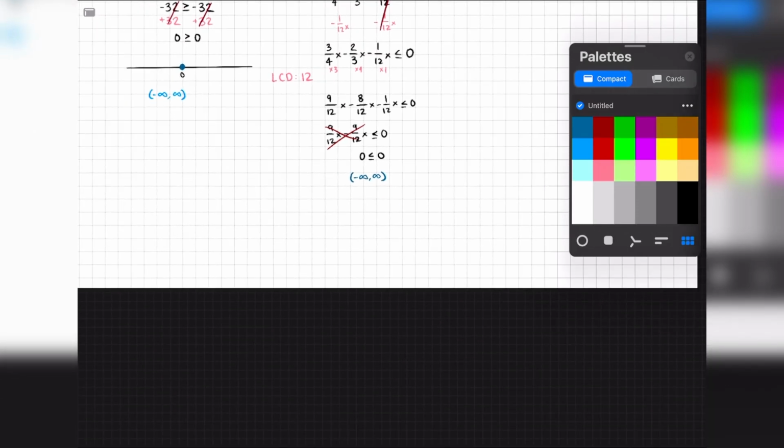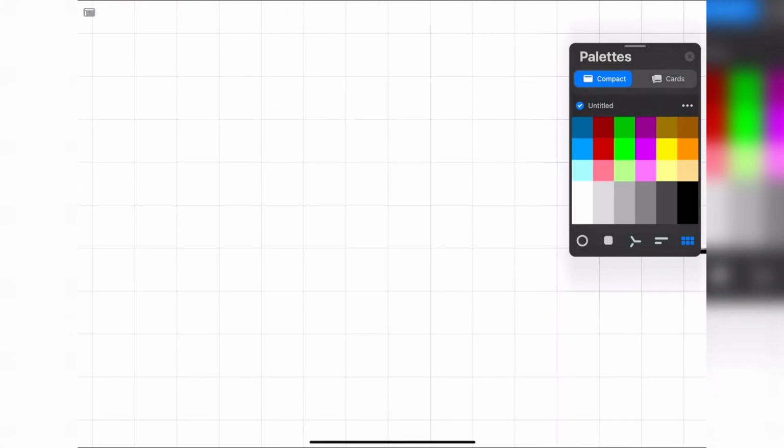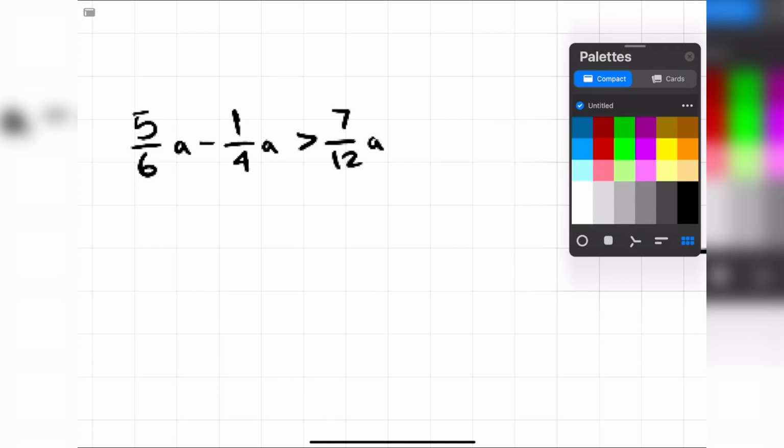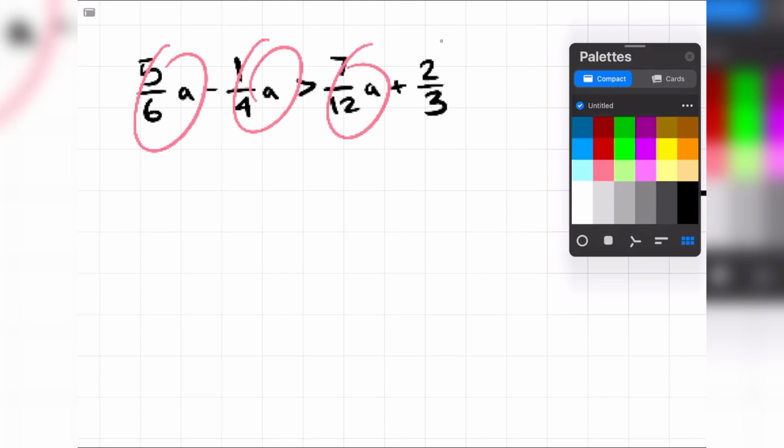Next question we are going to do, this one's a little special. So this one's going to be 5 over 6a minus 1 over 4a is greater than 7 over 12a plus 2 over 3. So in this case, notice that we have 3 with a's and 1 that doesn't. So this is going to be a little different from the last one.